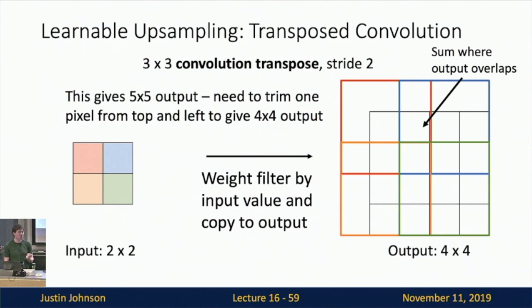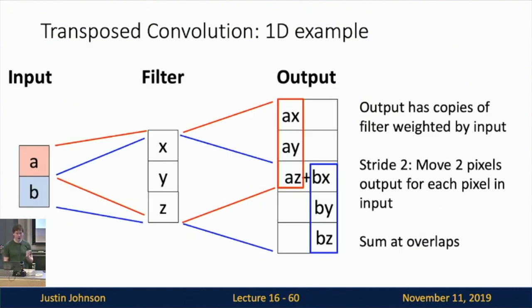To make this a little more concrete, we can look at a concrete example in 1 dimension. Here we're looking at transposed convolution in 1 dimension. The input is a vector of length 2, and the filter is a filter of length 3. To compute the output, we take the filter x, y, z, multiply it by the first value a in the input, and then copy it into these 3 positions in the output.